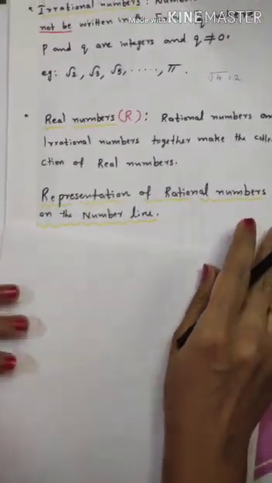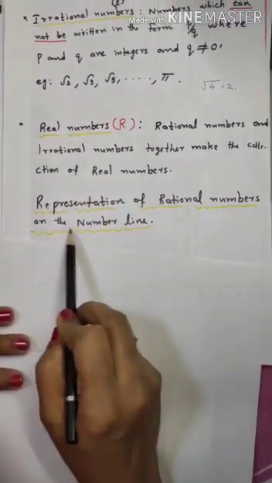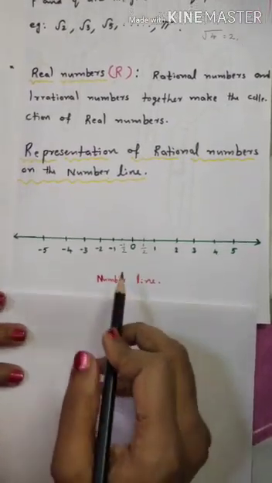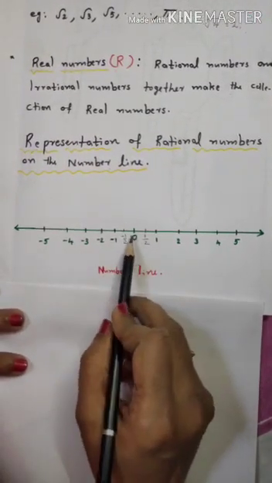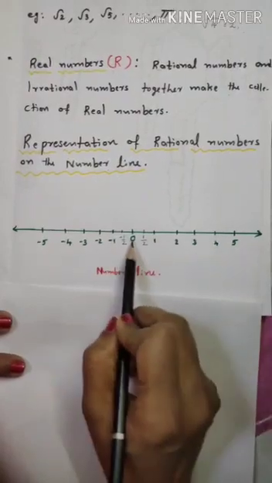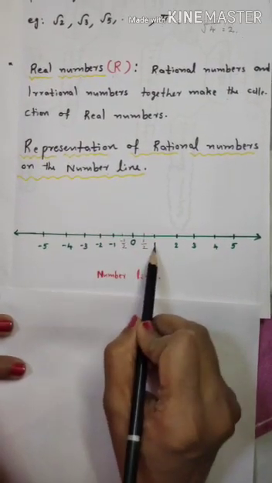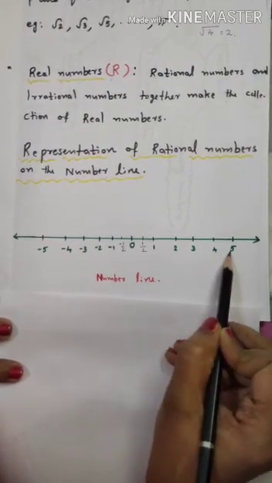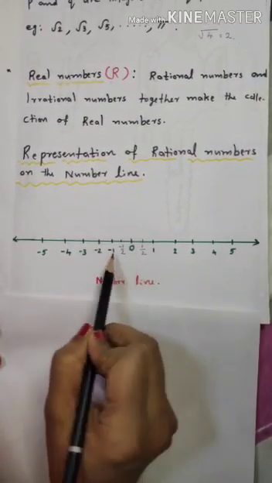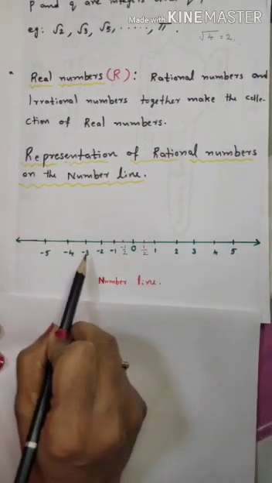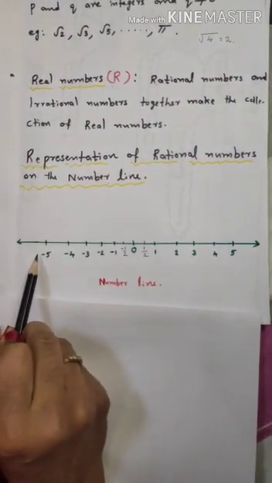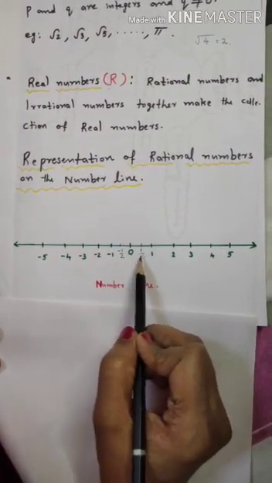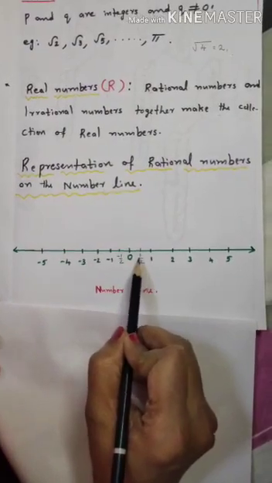Now let us study the representation of rational numbers on the number line. In the earlier classes we have already studied how to make a number line. At first we drew one line, with 0 as the midpoint. The set of natural numbers 1, 2, 3, 4, etc. we have marked on the right side of the number line. The negative numbers minus 1, minus 2, minus 3, etc. we have marked on the left side of the number line. And the position of rational numbers will be almost like this.